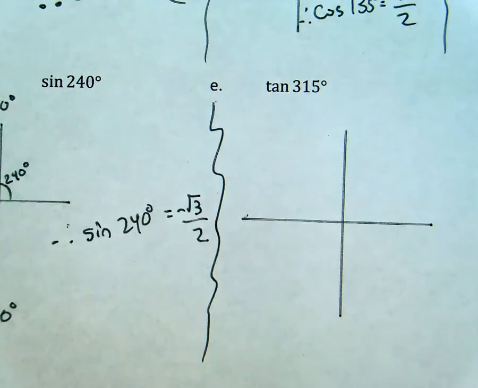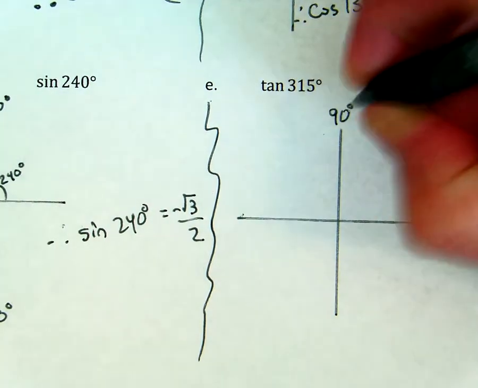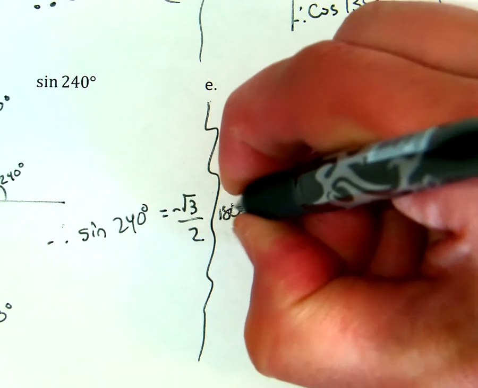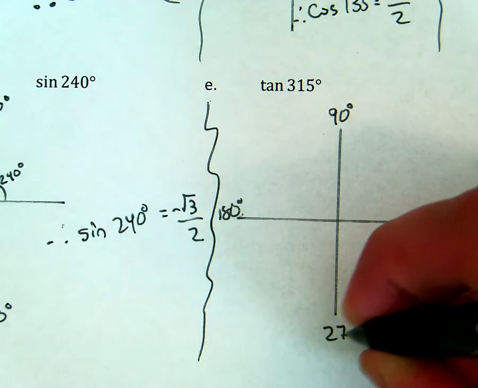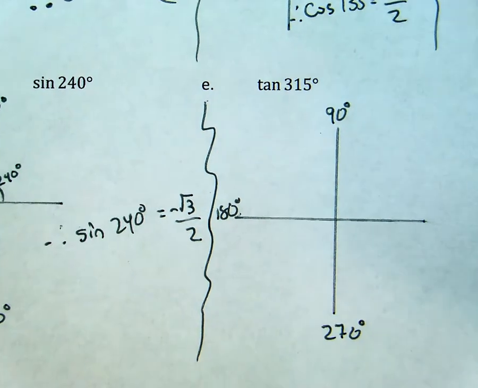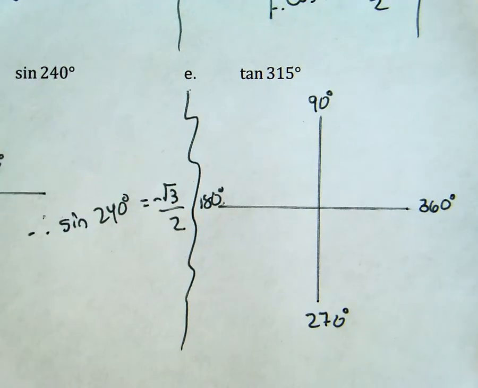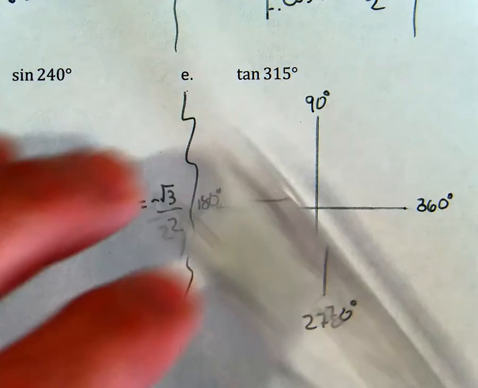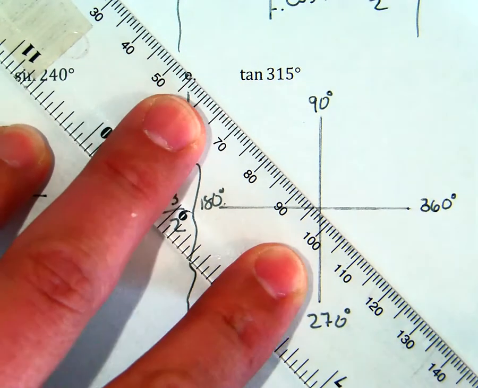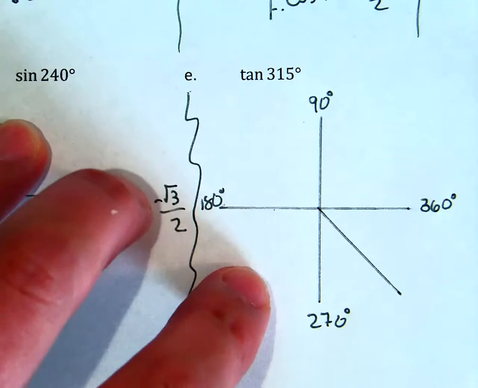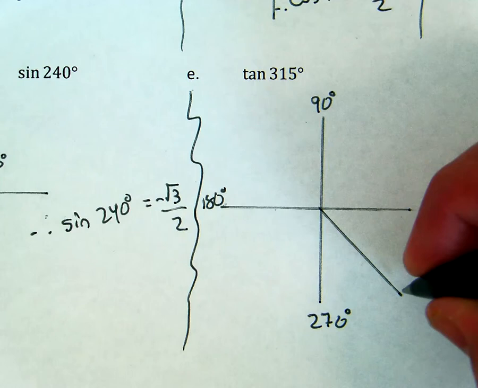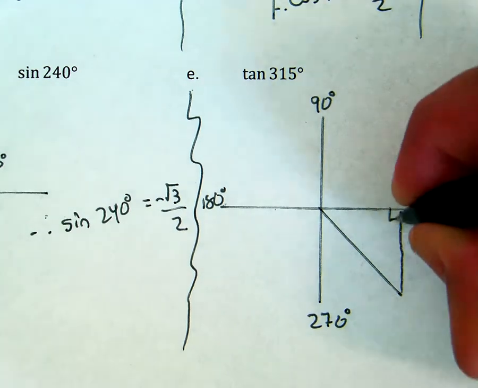So we'll go through the exact same process as before. So this is 90 up here. This is 180. This is 270. Over here would be 360 degrees. So 315 would definitely be in quadrant 4. So down here somewhere. Create my triangle, always back to the x-axis, never to the y-axis. There's my right angle.